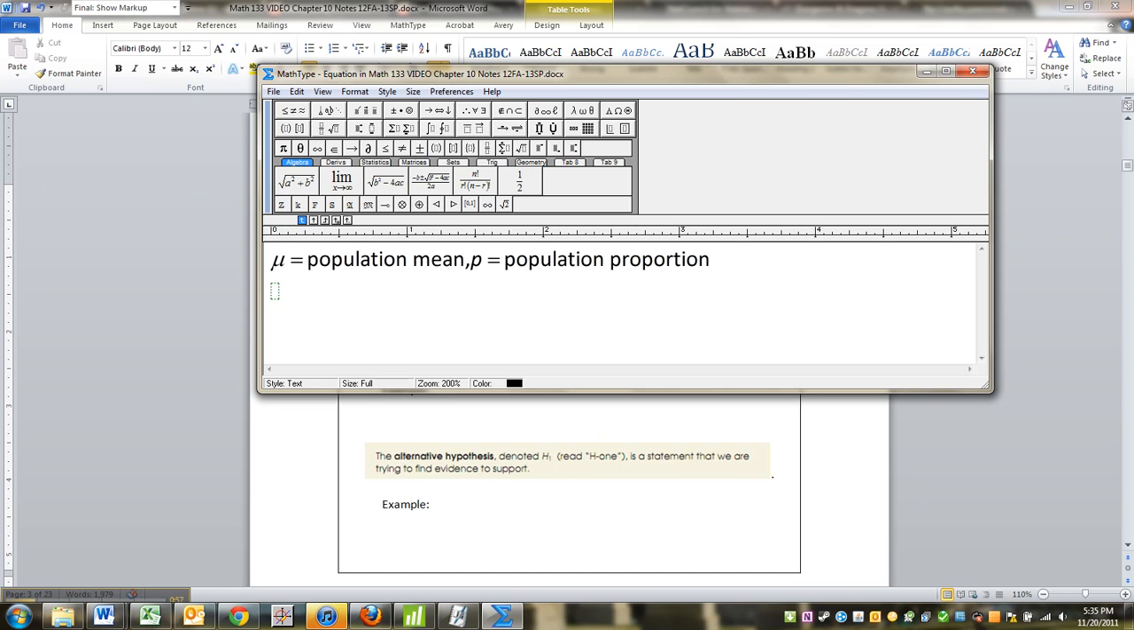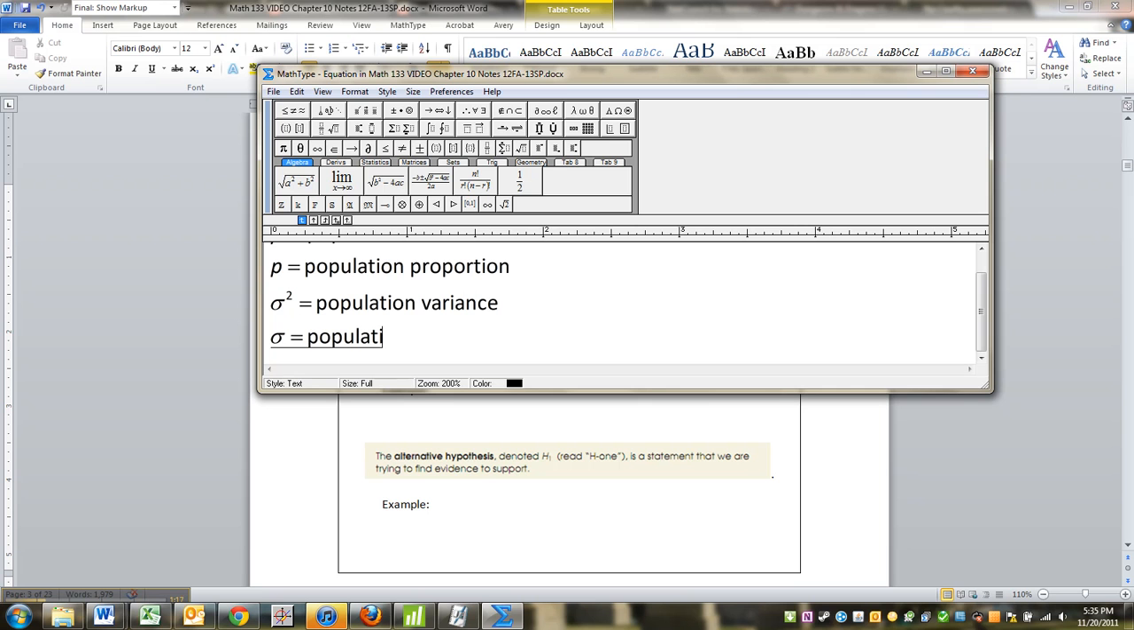And then we've got 2 more. We have sigma squared and sigma. So these should be looking familiar to you because they're the same ones that we dealt with in chapter 9, right? The same ones we would want to make confidence intervals for. Now, sigma squared is equal to the population variance. Sigma is equal to the population standard deviation.